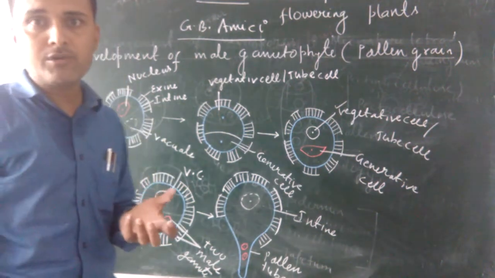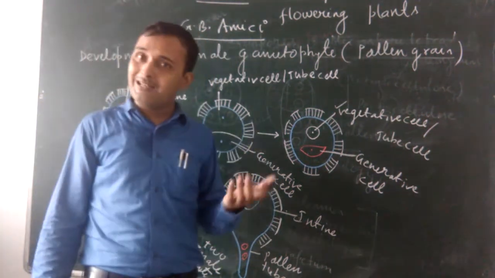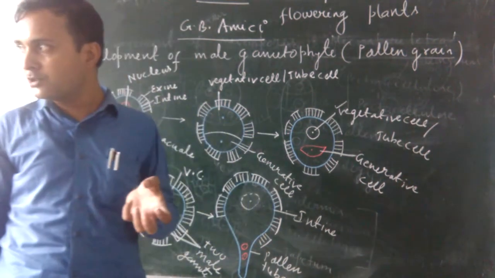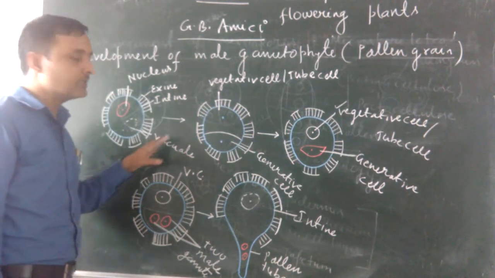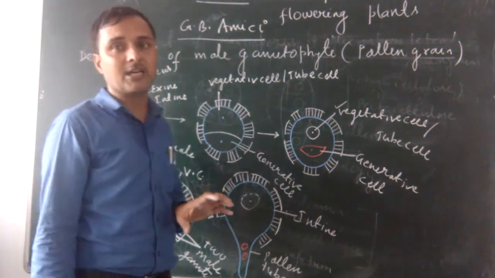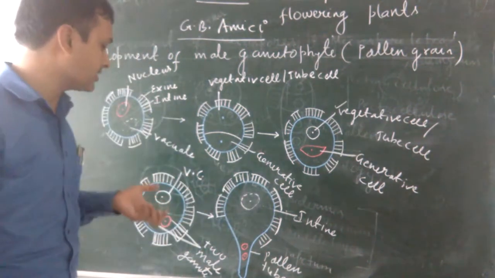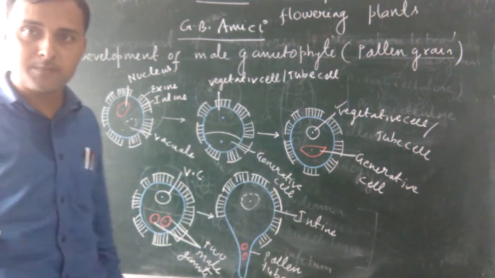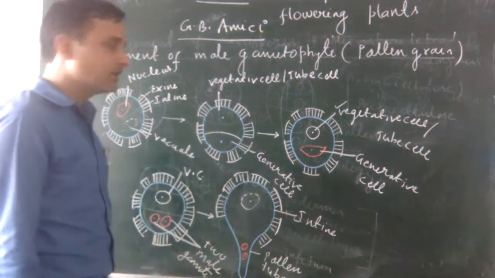One question: how can you differentiate between microsporogenesis and microgametogenesis? In the previous video I explained microsporogenesis, the process of development of microspores from the microspore mother cell after meiosis division. It takes place inside the pollen sac of the microsporangium. What is microgametogenesis? The process of formation of male gametes. Microgametogenesis is the process of development of male gametes from the pollen grain. So this is all about microgametogenesis.